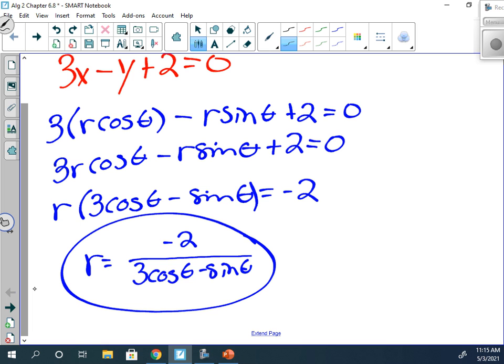Questions on this here? Negative 2 over 3 cosine of theta minus sine of theta. That is the answer. That's all we have to do for this here.